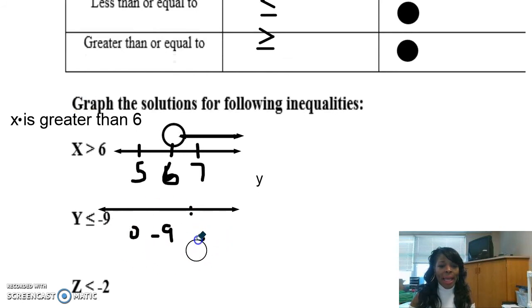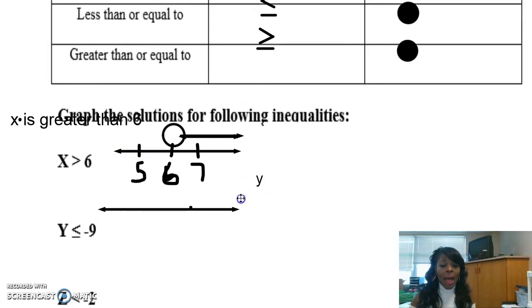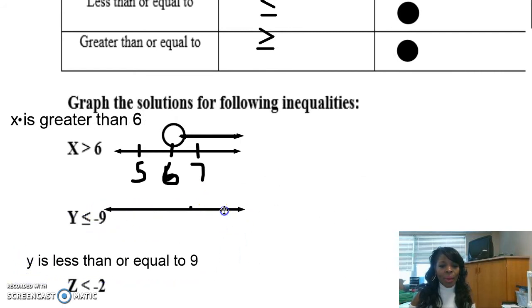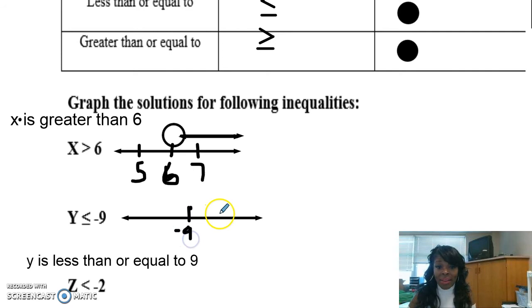The next one says y is less than or equal to negative 9. So I want you to write that out first. Y is less than or equal to negative 9, okay? The next thing I want you to do is to draw your number line and put negative 9 on your number line. Okay, negative 9. Of course, when you go to the right of negative 9 is negative 8. Why is that? Because the closer we get to 0, the numbers get larger. Negative 8 is larger than negative 9. And then to the left is negative 10, okay?